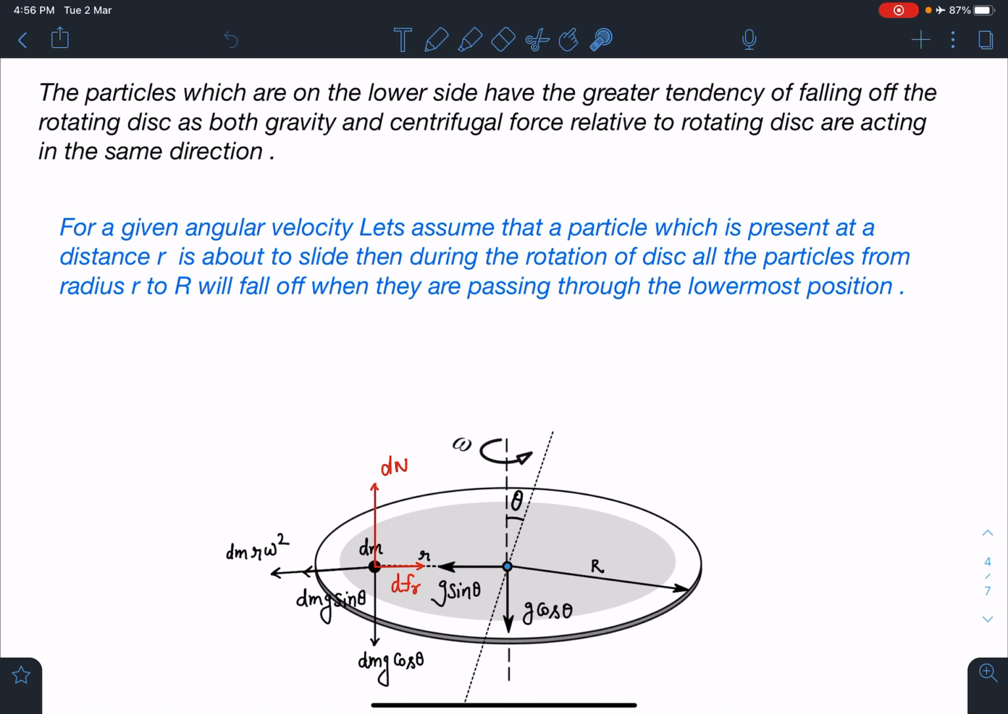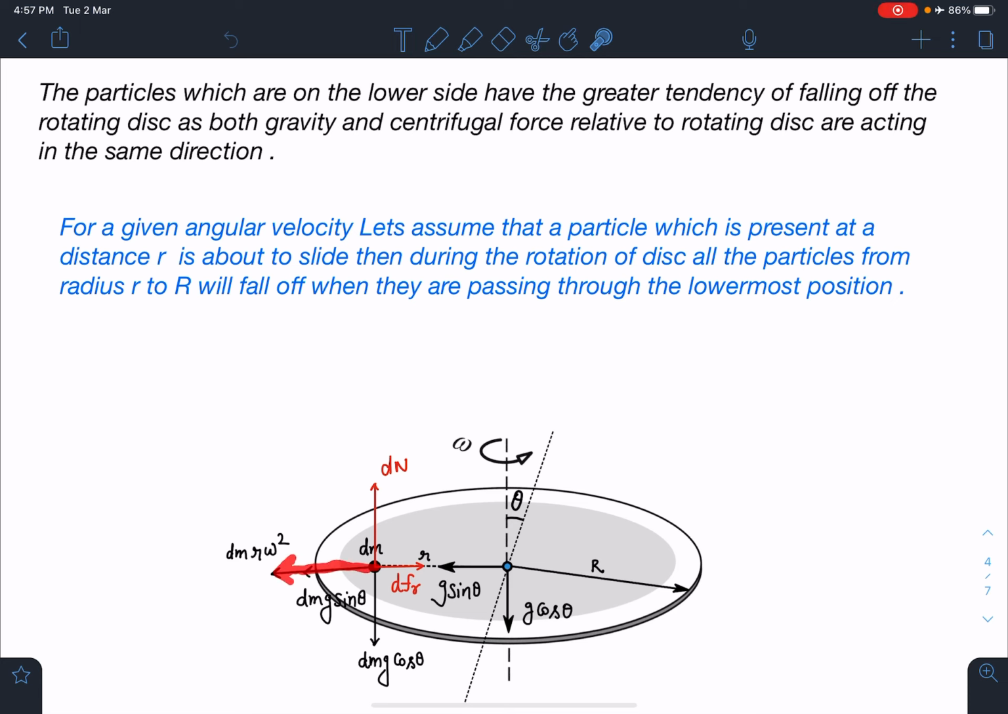If you observe this, you will see with respect to the rotating frame, apart from the weight components dm g sine theta and dm g cos theta, and the normal reaction dN, the pseudo force or centrifugal force dm r omega square is also acting. You can see that dm g sine theta and dm r omega square both are acting in a radially outward direction for this particular position, and that is what is providing the maximum pull.